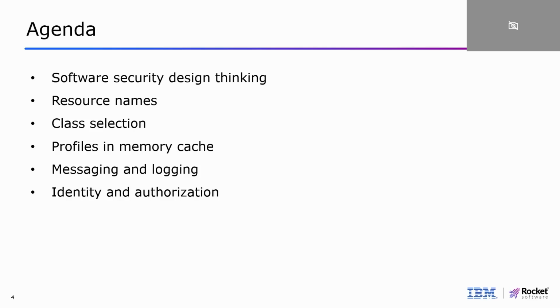We're going to have a chat about resource names, how we come up with that, what we should use, what we shouldn't use, class selection, how we consider the classes that we use for our software checks. We'll go through some memory cache implications for various profiles, going into messaging and logging. And if we get a chance, we'll go through some identity and authorization implications for RACROUTE as well.